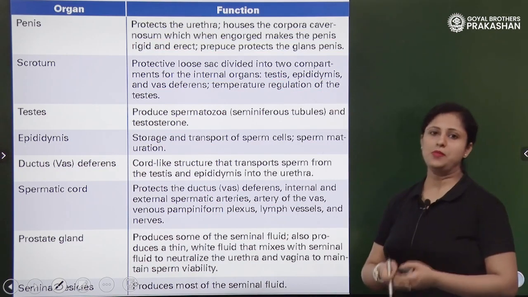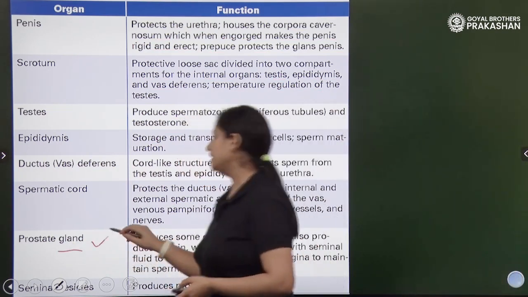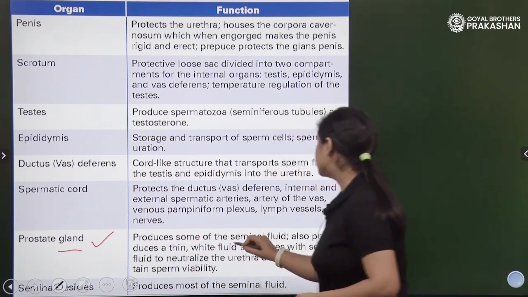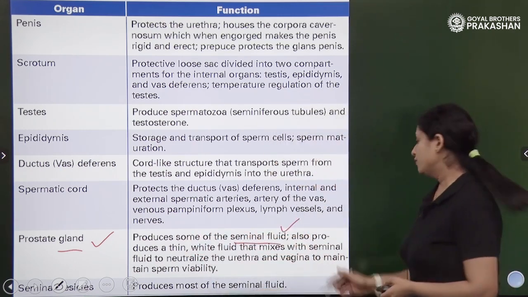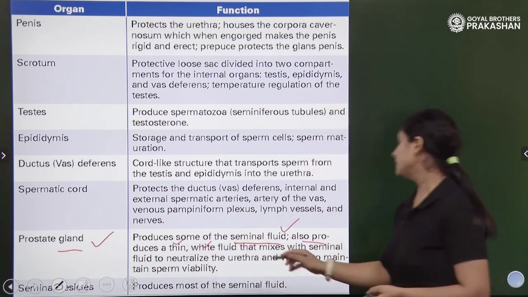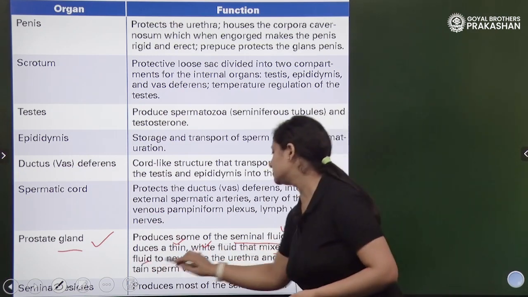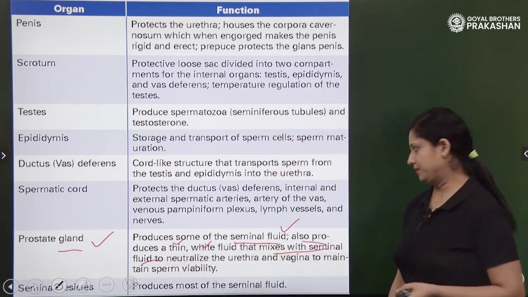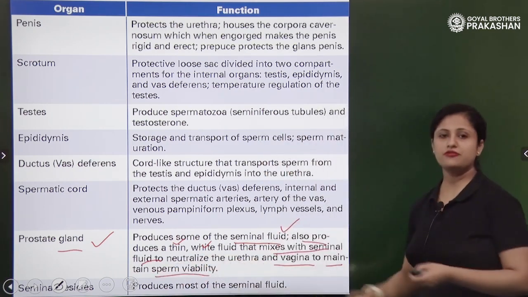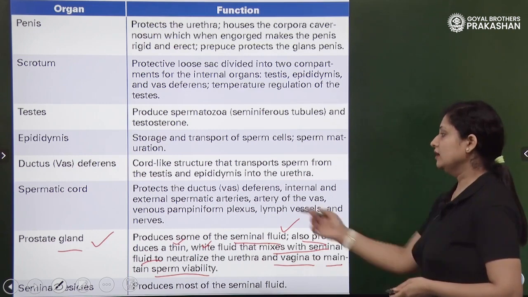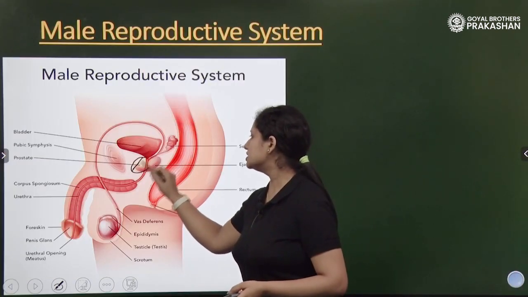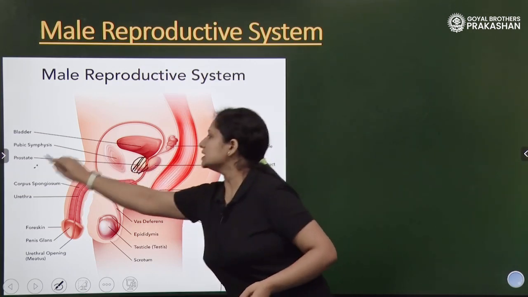Now come to another part, that is prostate gland. So prostate gland is responsible to produce some of the seminal fluid, a thin and white fluid that mixes with the seminal fluid to neutralize the urethra and vagina to maintain sperm viability or functionality. Let's see this gland in the diagram. So in diagram, this shaded part is the prostate gland.